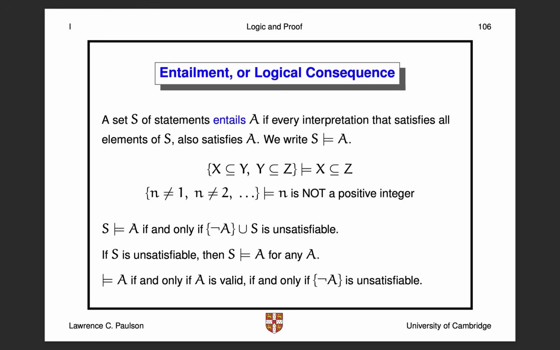It's also true that if S is unsatisfiable, then S entails absolutely any formula A. That should be obvious because there is no interpretation satisfying S, and so vacuously A holds in every one of those.